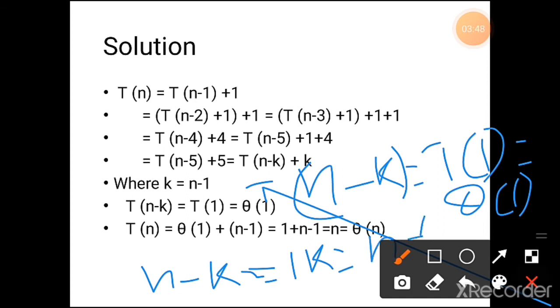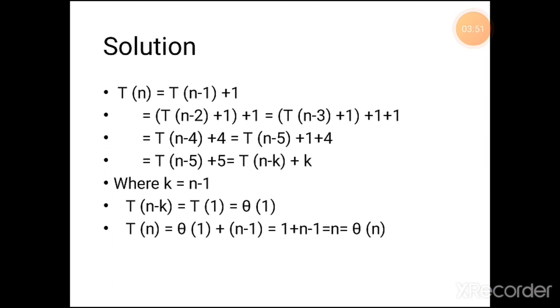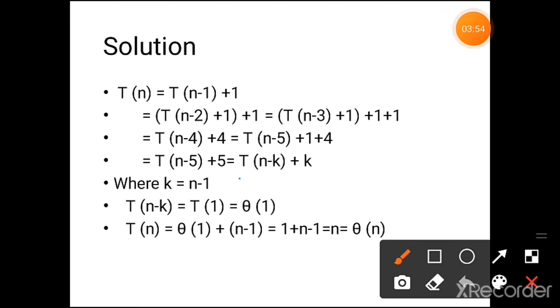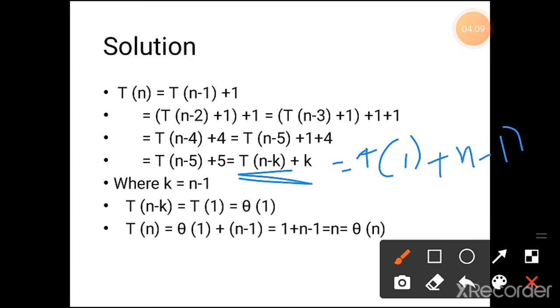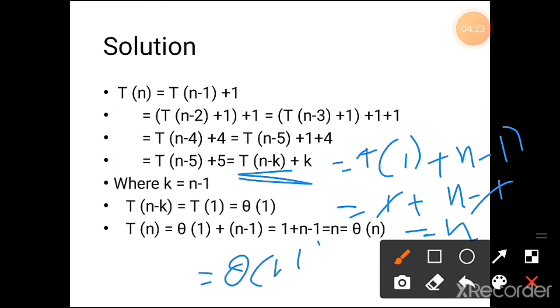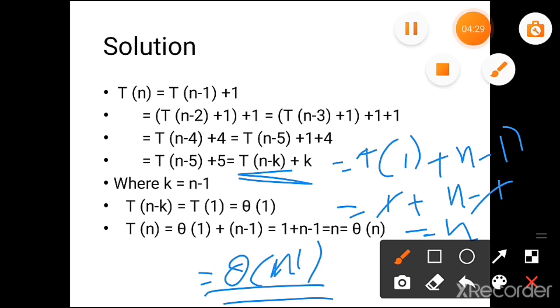So what will the equation become? Here n minus k is equal to 1, and k is equal to n minus 1. That is T of 1, which is 1, plus n minus 1. The 1 cancels out, so that is equal to n, that is theta of n. This is the solution of the recurrence equation. Thank you.